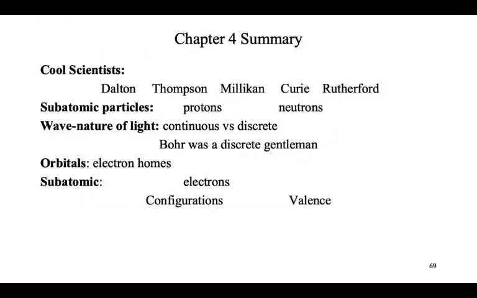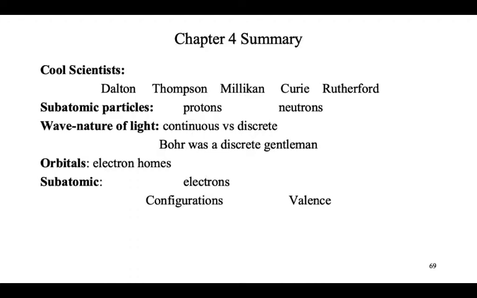Chapter 4. I've gotten a lot of questions about study guides. This is as much of a study guide as you're going to get for Chapter 4. Okay? It's in the slides. This is all the cool scientists, what subatomic particles there are, wave nature of light. These are all the topics that we talked about in Chapter 4. You need to understand those topics to be able to answer questions on them. Okay?